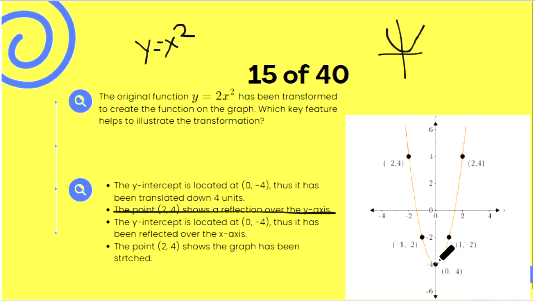The y-intercept is located at 0, negative 4. Thus, it has been reflected over the x-axis. If a parabola is reflecting, it's going to go from this to this. And that has to do with positive and negative before the x squared. So that's not what we're dealing with here, okay?